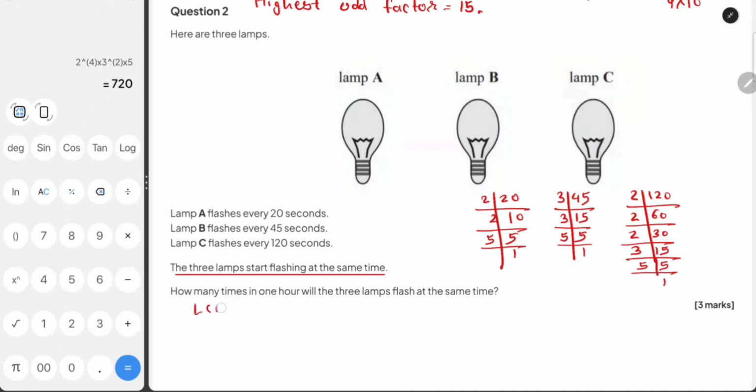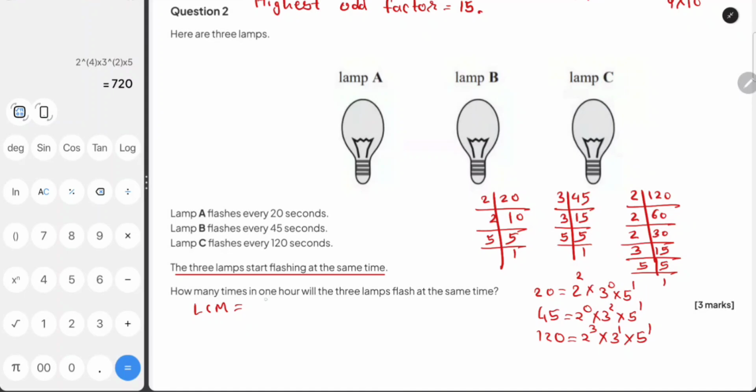So for finding the LCM, we consider the highest power. Let's first write all the factors here. 2 raised to 2, there is no 3, so 3 raised to 0 and 5 raised to 1. 45, that's 2 raised to 0, 3 raised to 2, 5 raised to 1. And 120, that's 2 raised to 3, 3 raised to 1, 5 raised to 1.